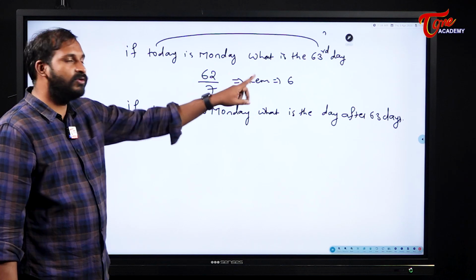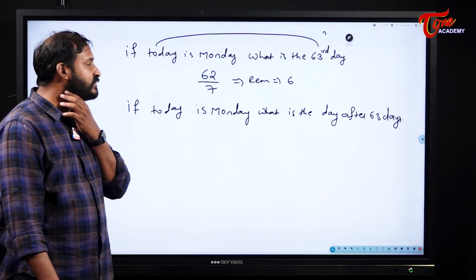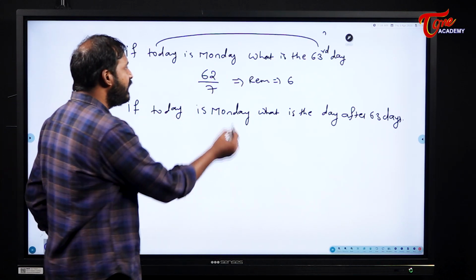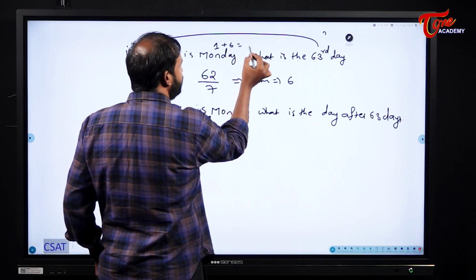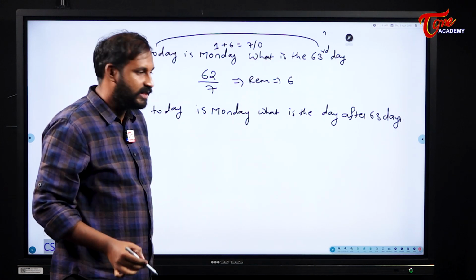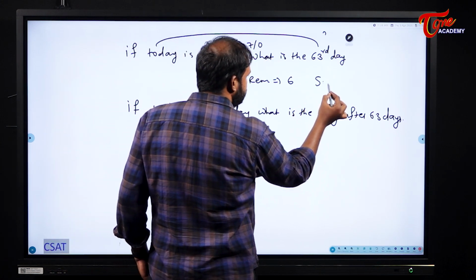So from Monday you can add 6. Monday day code is 1. So 1 plus 6, add 6 to this, it becomes 7. 7 is nothing but 0. That means it becomes Sunday for us.